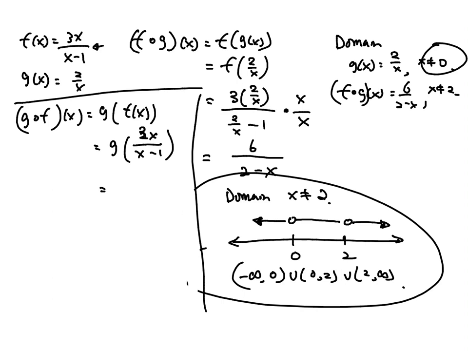Okay. Alright, now take this 3x over x minus 1, plug into the function for g. Now remember, g is 2 over x, so this is 2 over 3x over x minus 1. Okay. Now remember, dividing by a fraction means you need to take the reciprocal, so this is the same as 2 over 1 times x minus 1 over 3x. So your final answer is going to be 2x minus 2 over 3x.